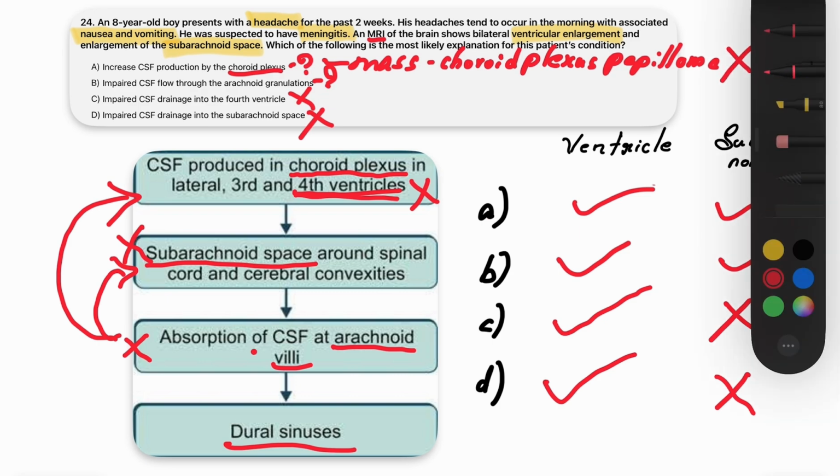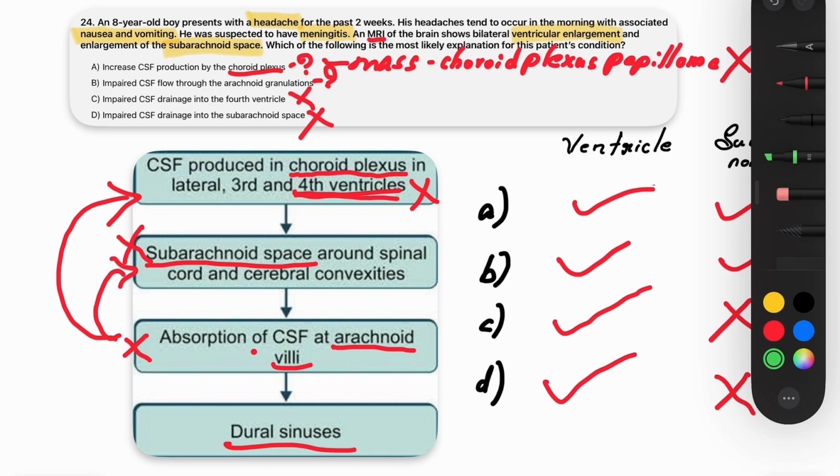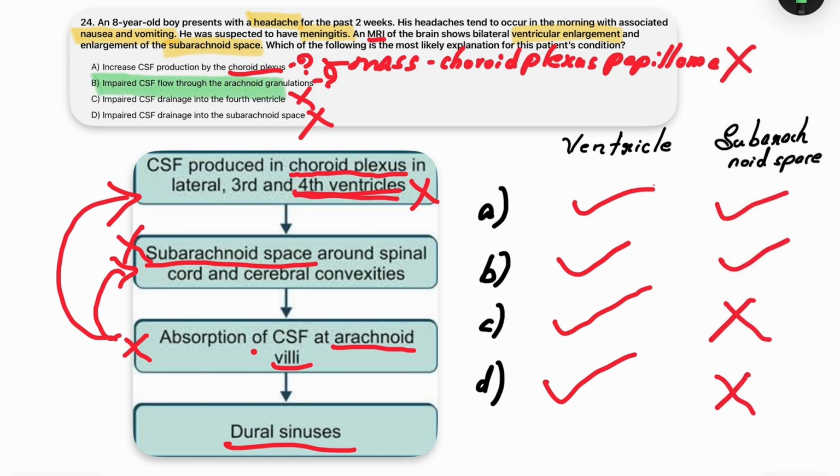So the final answer would be what, guys? Option B, impaired CSF flow through the arachnoid granulations.